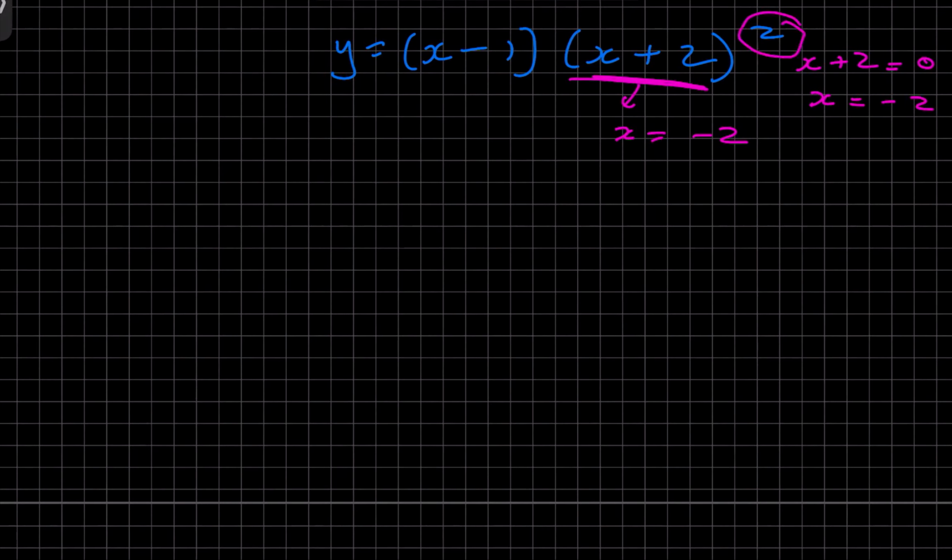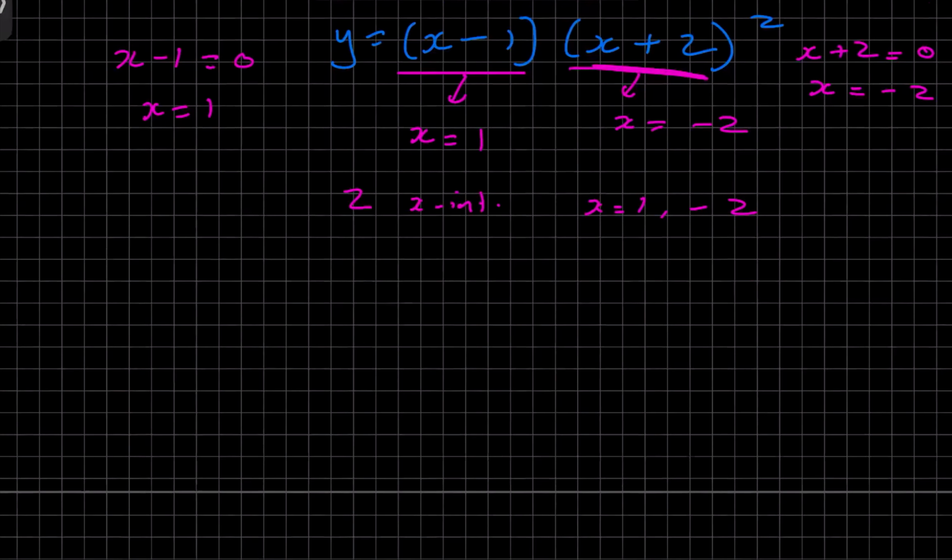But because this is squared, another way to think of this is that you would have two x-intercepts at x equals -2. And your other x-intercept, you guessed it, would be at x equals 1. Again, using the null factor law, x minus 1 equals 0, so x would equal 1. So you've got two x-intercepts this time at x equals 1 and at x equals -2. So let's see what the implication of this would be.